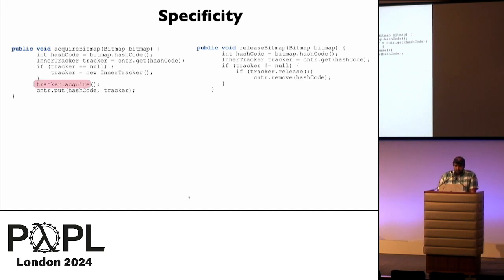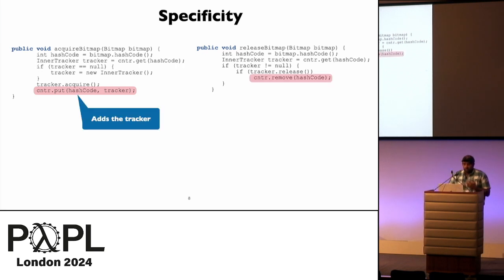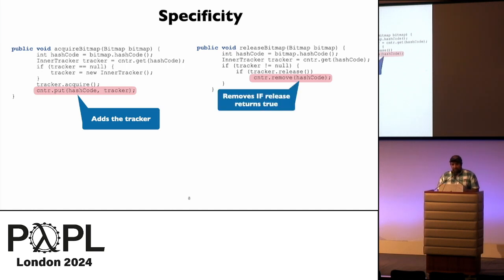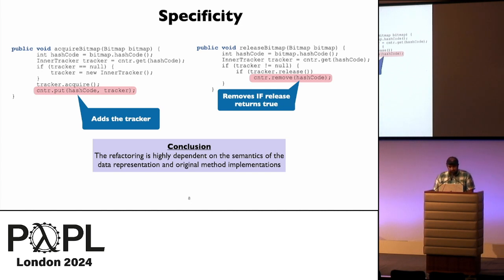On the left, the code calls this acquire function defined within this inner tracker object, whereas on the right, it calls this release. And finally, the code modifies the actual values of the data representation in different ways. On the left, it will actually add an entry to the hash map, whereas on the right, it only removes an entry if release returns true. And so the key takeaway here is that the refactoring is highly dependent on the semantics of the underlying data representation, as well as the semantics of the original method implementations.